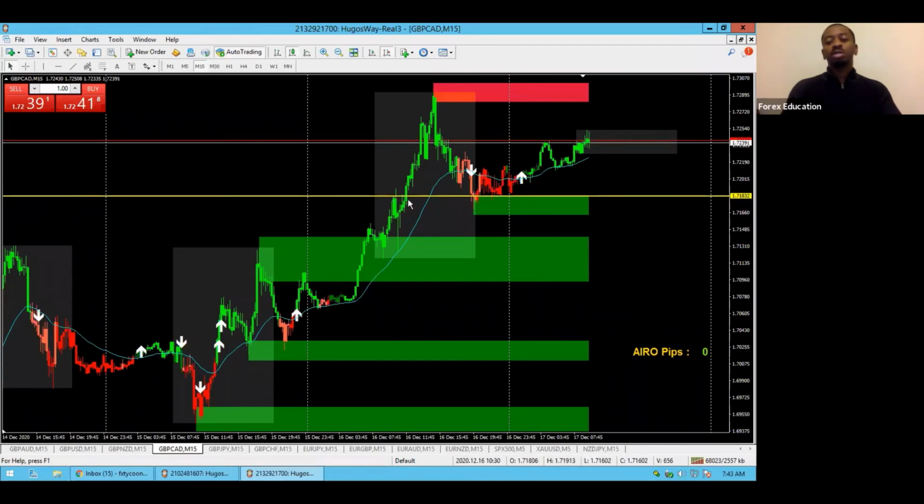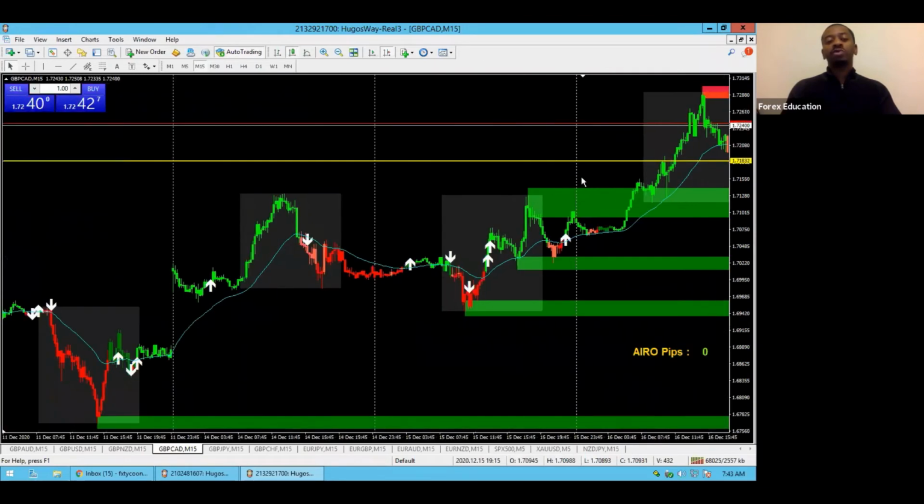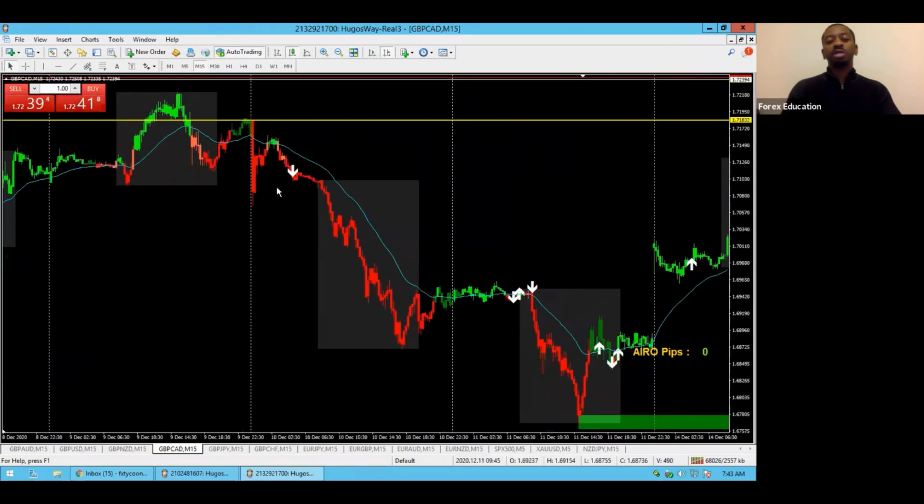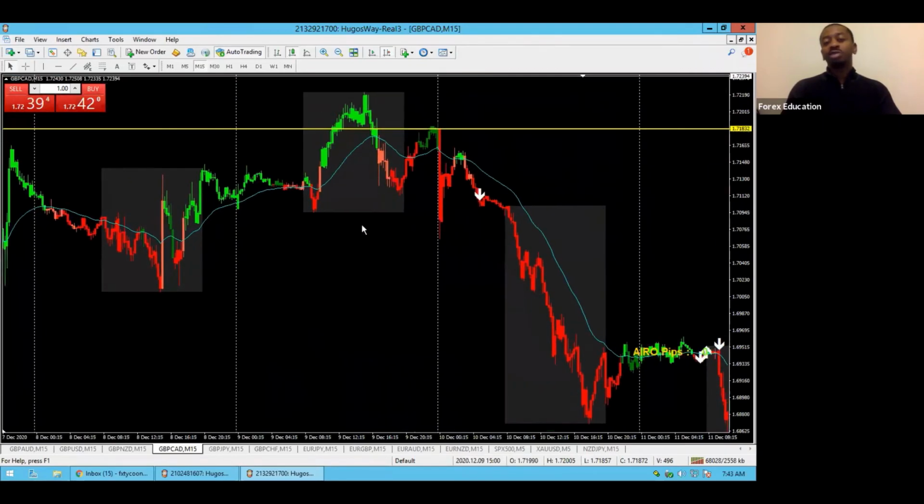Look, before we got there, it hit that level hours earlier. Let's go back and look further, see if we can't find another area where it hit. Man, I didn't know this. Look at that. We're talking about back on December the 9th, so we're talking about a week ago.